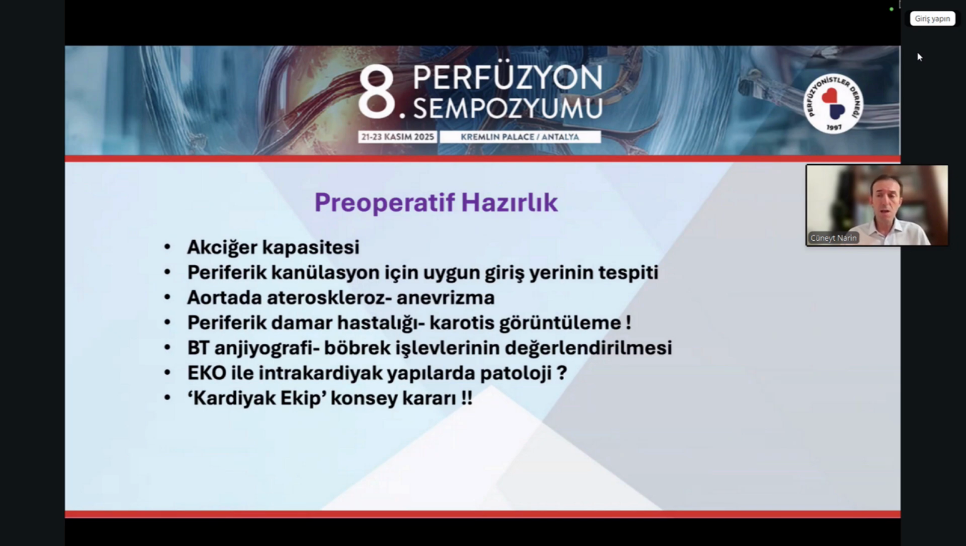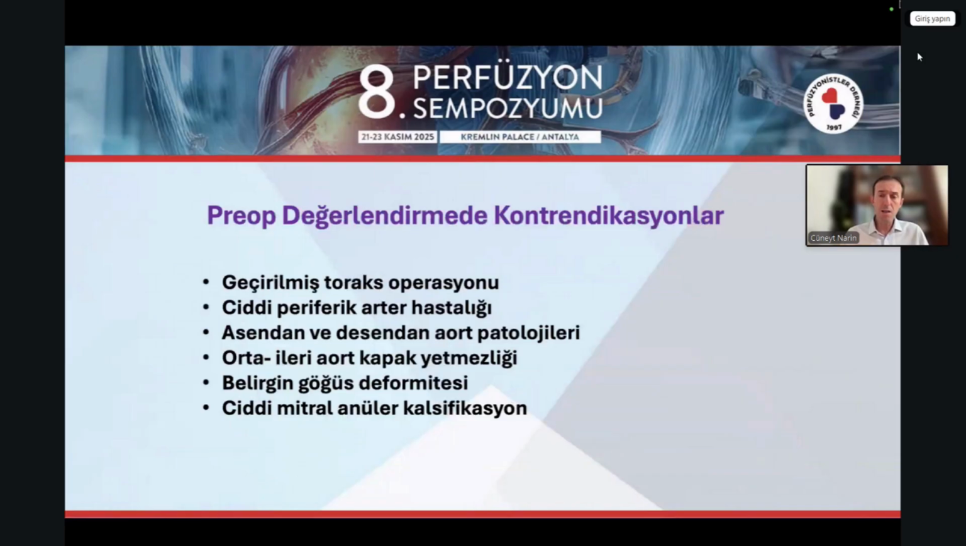Aortada ateroskleroz ya da anevrizma varlığı küçük kesi operasyonlarda periferik kanülasyonu ciddi şekilde engelleyen, komplikasyon riskini arttıran bir nokta. Birçok araştırmada bakılmış ki periferik kanülasyon küçük kesik kalp cerrahisi operasyonların başarısında en önemli etkenlerden birisi. Bu bakımdan periferik damar hastalığını görüntüleme, karotisle ilgili bir problem varsa onun tespiti çok kıymetli. Aynı zamanda kardiyoloji ile yapılacak olan eko tetkikinde intrakardiyak bir patolojinin varlığının olup olmaması da kıymetli.